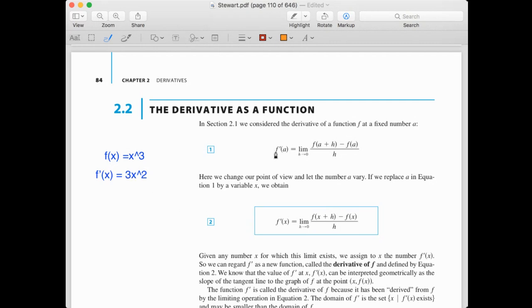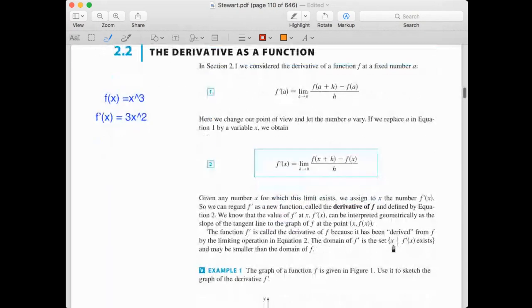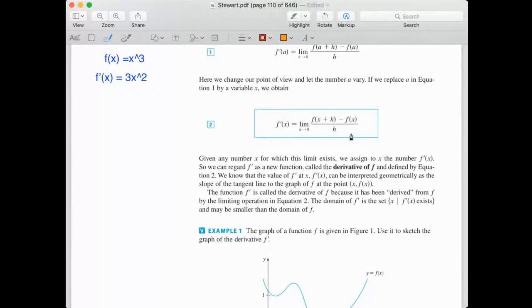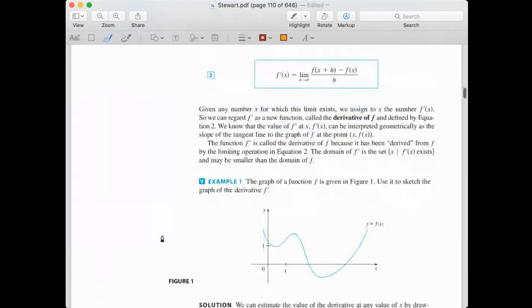In any case, f prime of a equals the limit of this by the definition. So we can write f prime of x, where a represents numbers and x is the variable. We can write it in a variable sense. So derivatives are functions. We can take the derivative of this function, and we call it the second derivative. We can take the derivative of the second derivative, and we call it the third derivative, and so on and so forth.